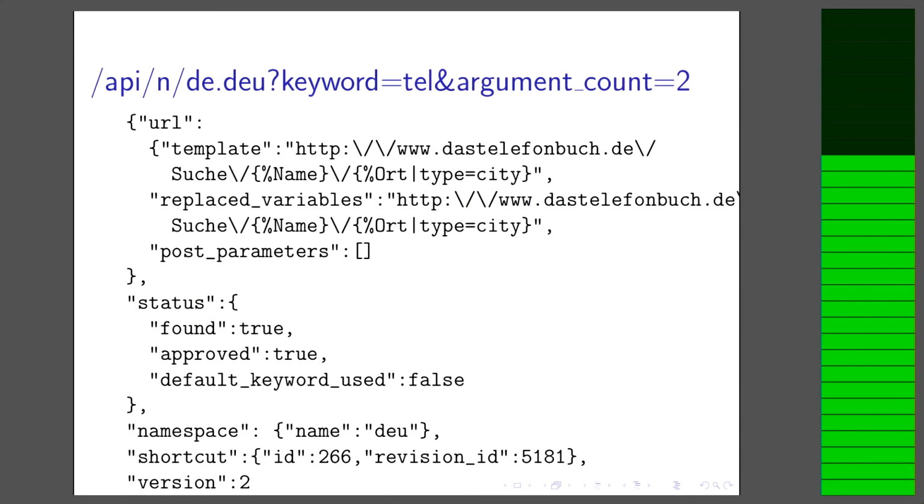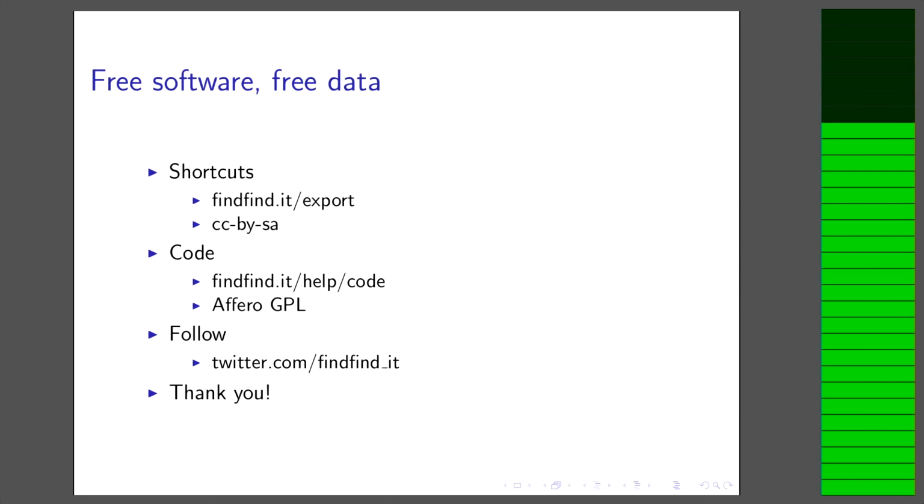And there's also an API. So in case you say, I don't want to give all my search queries to a foreign server, you can build your own parser. You can ask the API and just send, okay, keyword equals tel, argument count equals 2, give me the URL template, and then you can get this JSON and fill in the URL, your search arguments by yourself. And yeah, it's free software and free data, so the shortcuts are licensed under Creative Commons. The code is licensed under the Affero GPL.